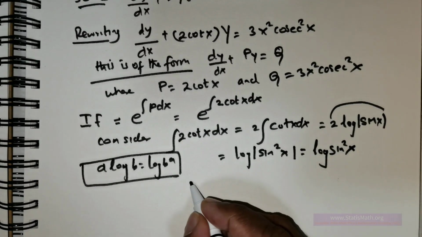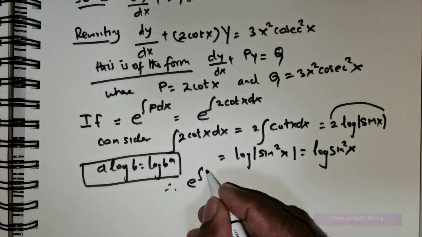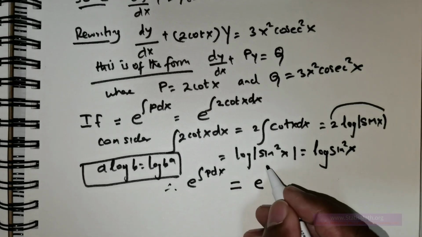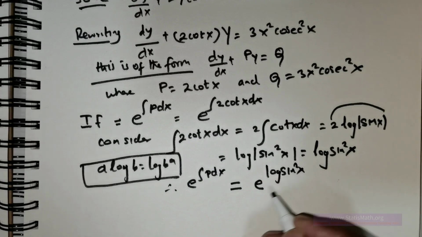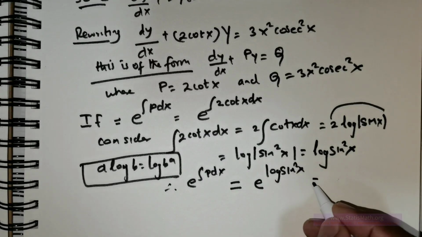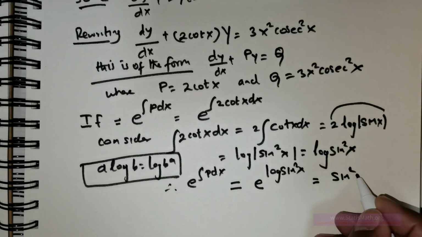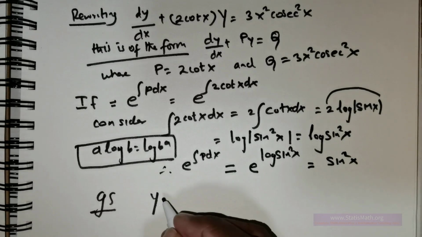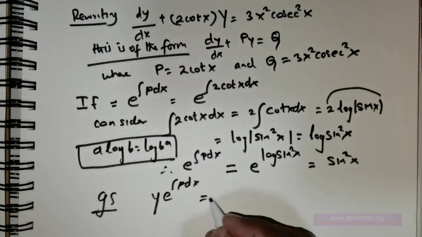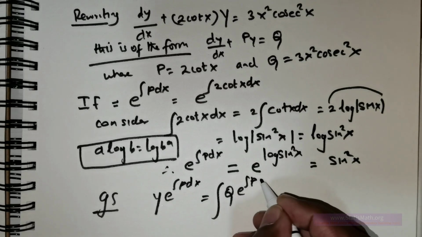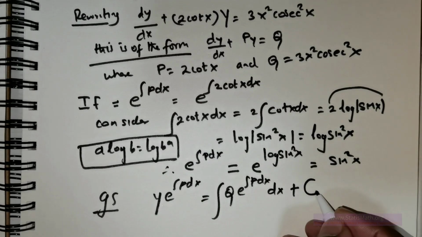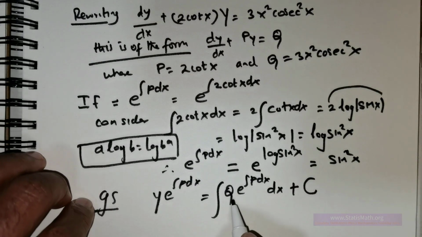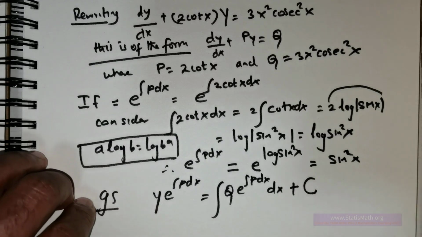Now the integrating factor, therefore, e raised to the power integral p dx, is nothing but e raised to the power log of sin² x, substituting for integral p dx. The log and the e get cancelled, giving me sin² x. So this is what I'm getting. Now the general solution is y times e raised to the power integral p dx equals integral q times e raised to the power integral p dx times dx, plus arbitrary constant c. So now you have to obtain integral q times e raised to the power integral p dx. We will do that now.